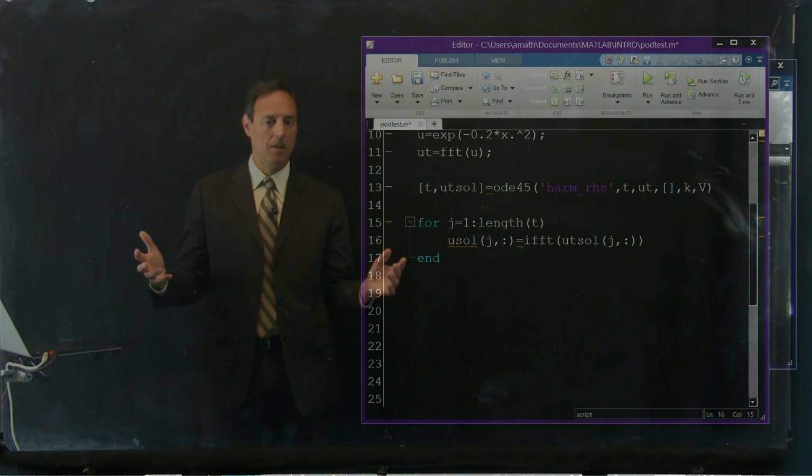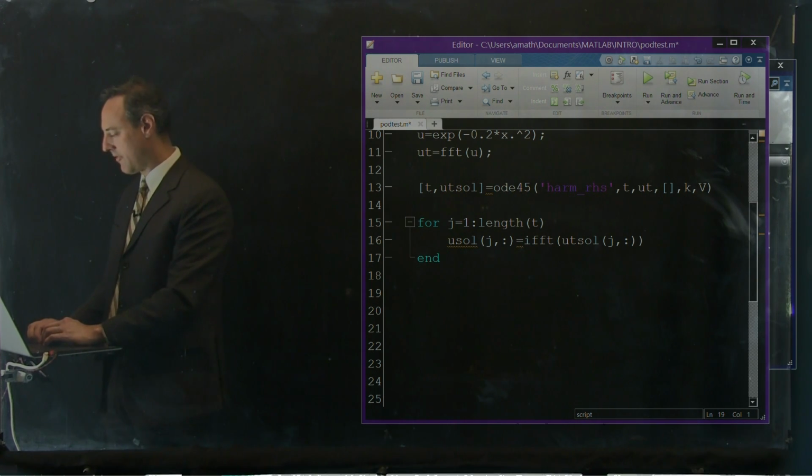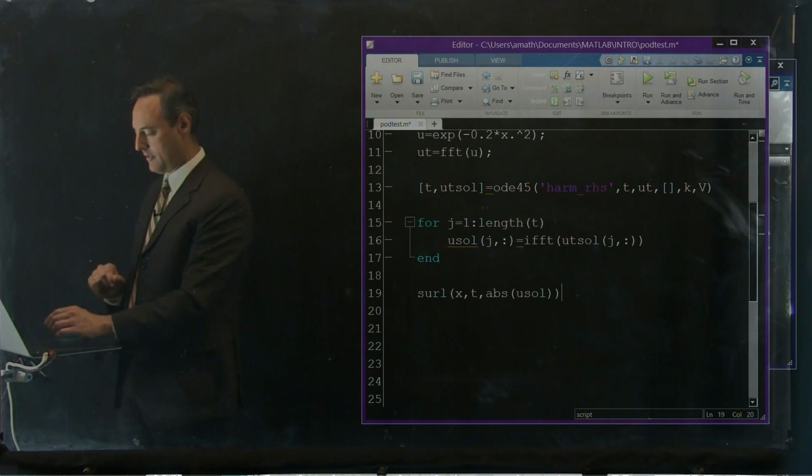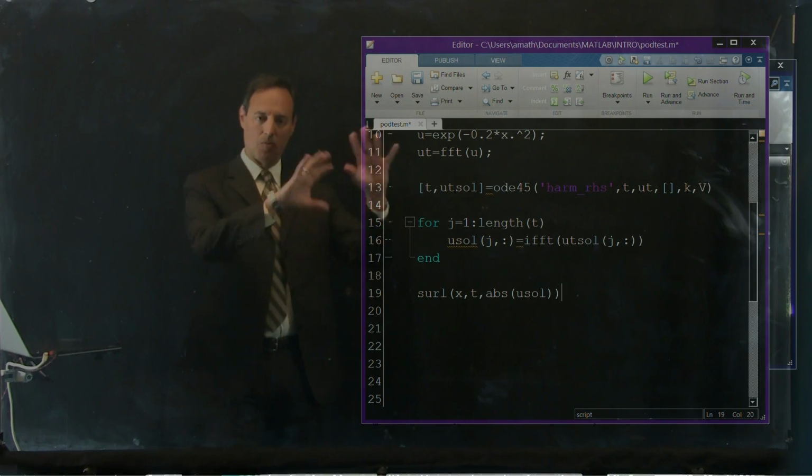Once I have that, I can plot u sol. In fact, let's just do it here. I'm going to do the following plot. I'm going to do a lit surface x, t, absolute value of u sol. So that's the outside. I'm going to run it, plot it.